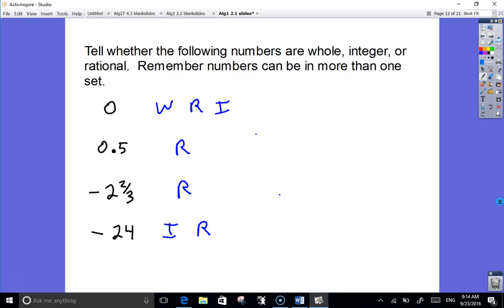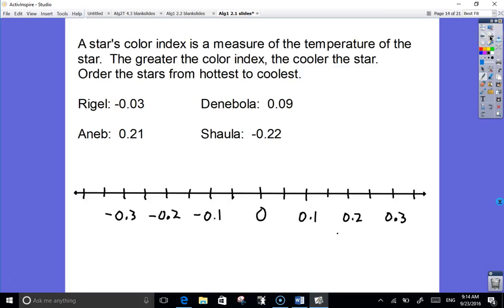Okay. And so we did all that. And so now this is what we didn't do. This is the first one we didn't do. It's slide 14 out of 21. This is a word problem from the book. A star's color index is a measure of the temperature of the star. The greater the color index, the cooler the star. Order the stars from hottest to coolest using that number line.